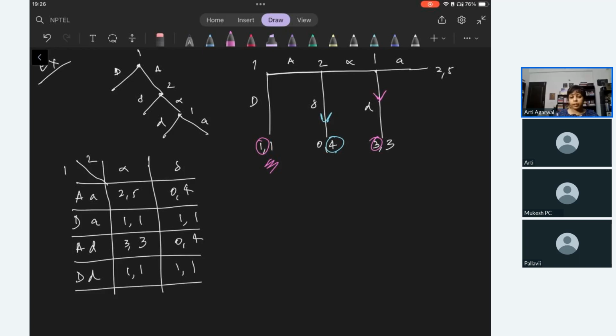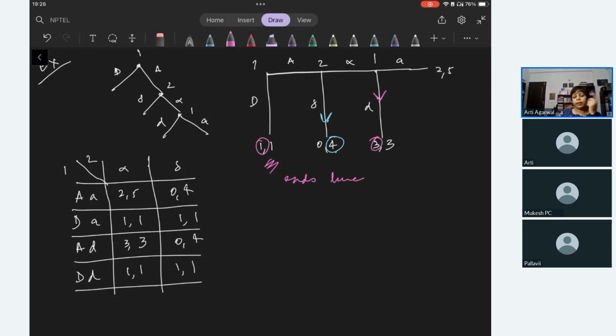And this is your SPE. Because, well, one takes an exit, right? And if one takes the exit, one takes D, option D, then one gets 1 and 2 also gets 1. So this is a very interesting game.